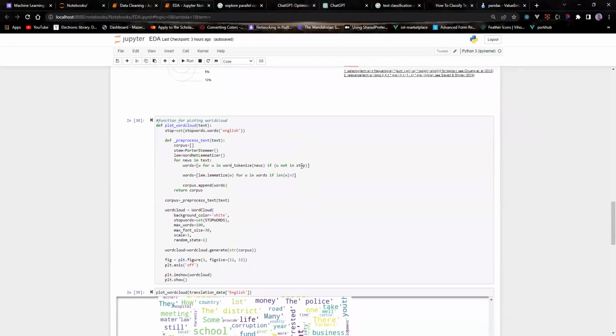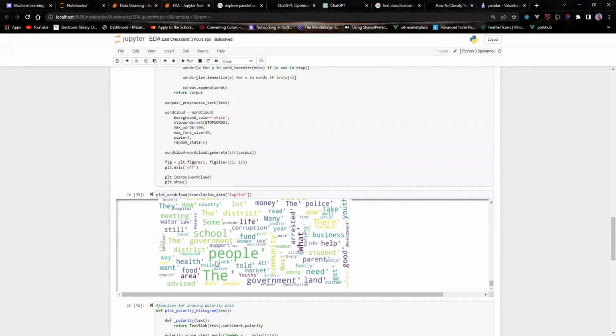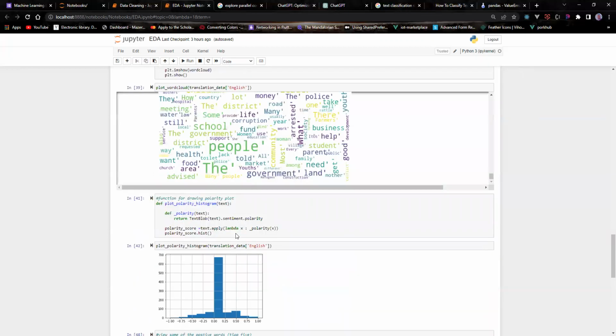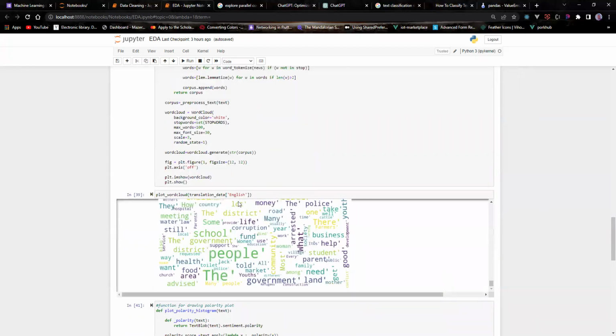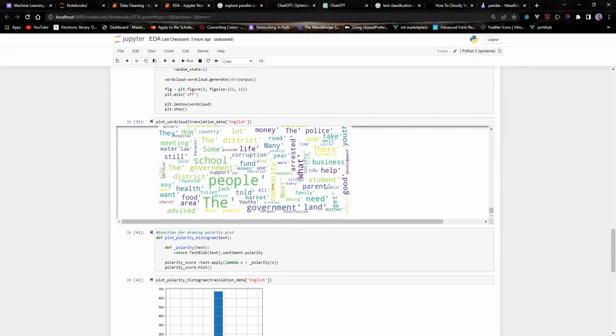Then I did some word cloud to show you which words stand out. As you can see, words like "people" are standing out more. Words like "they", and as you see, the words that have very small fonts are very few, and that's why those with bigger fonts are the ones that are standing out.